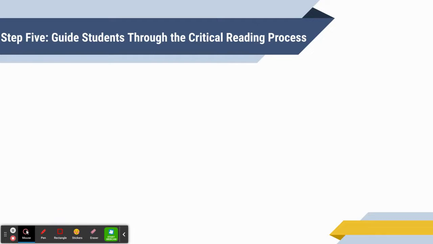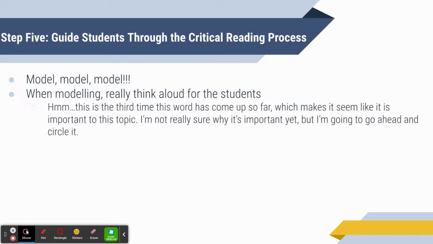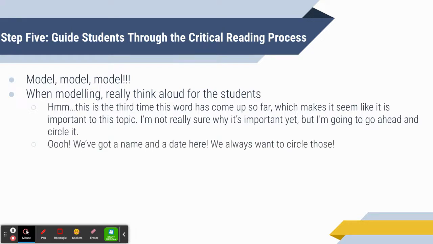Now let's get to the meat of it, teaching students to actually do the marking. So the first thing that's important to note here is that you're going to have to model, and model some more. And when modeling, it's really important that you think aloud for the students so they're hearing why you're making the choices that you're making. So for example, this is the third time this word has come up so far, which makes it seem like it is important to this topic. I'm not really sure why it's important yet, but I'm going to go ahead and circle it. Or, oh, we've got a name and a date here. We always want to circle those.